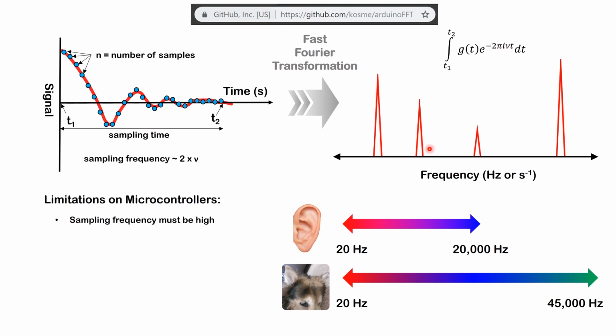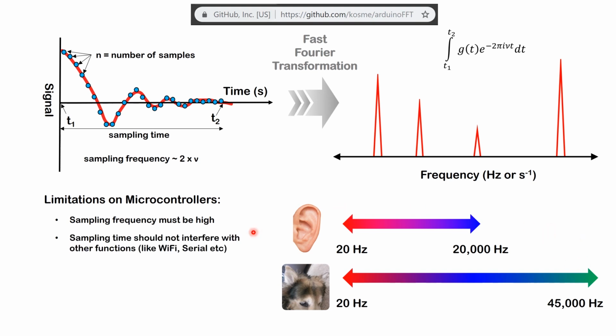But there are a few limitations for microcontrollers. The sampling frequency must be really high, around 2 times of what you want to measure. The highest value here is 20,000, which means if you want to measure this, you want to sample at 2 times that, so at around 40,000 hertz.